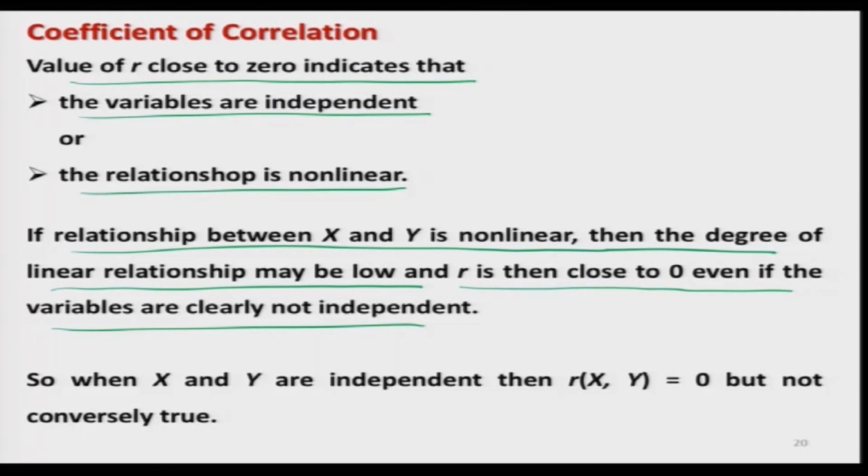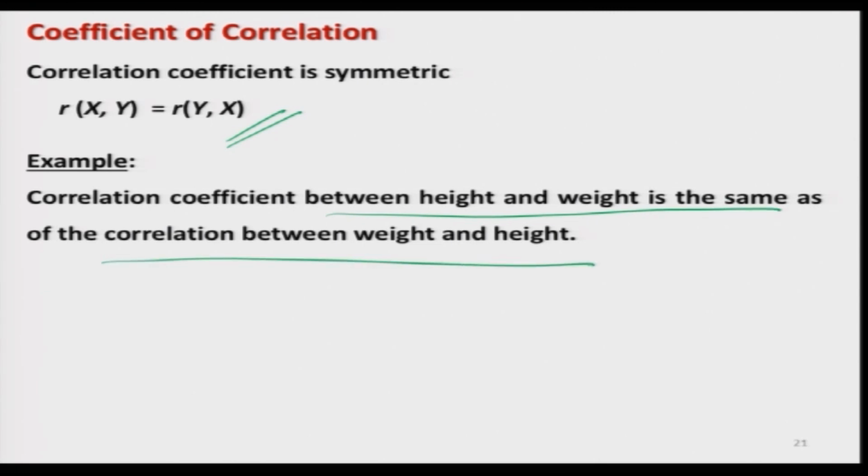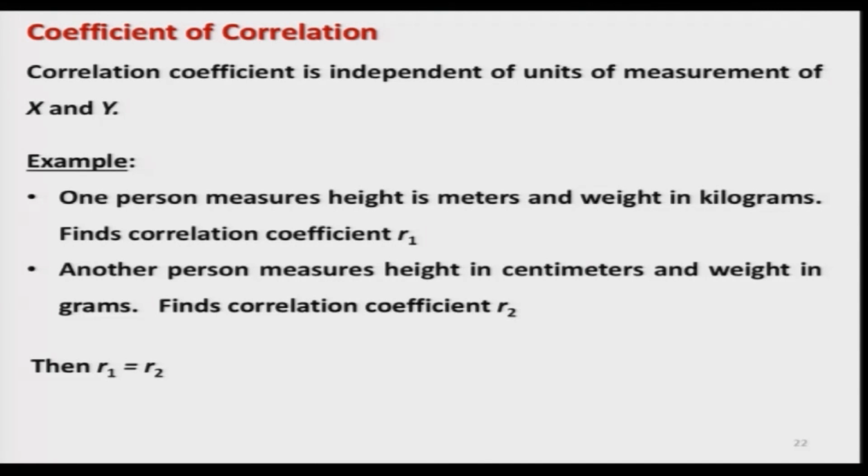So, the very important rule that you have to keep in mind is that when x and y are independent, then the correlation coefficient will be equal to 0, but the converse is not true, right. And this correlation coefficient is symmetric. The correlation coefficient between x and y will be the same as the correlation coefficient between y and x. For example, the correlation coefficient between height and weight is the same as the correlation coefficient between weight and height, there is no issue at all, right.